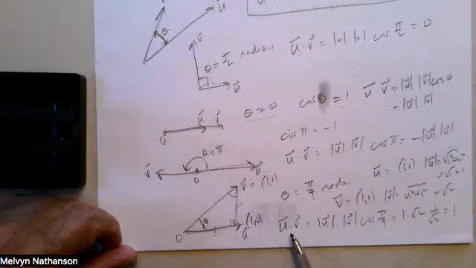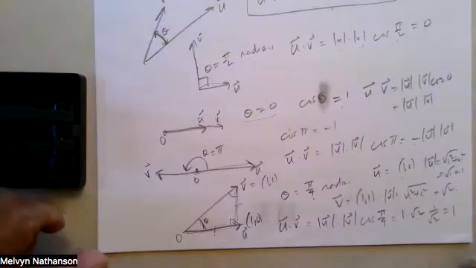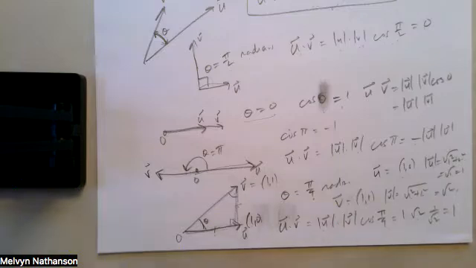So if I take the dot product of u and v, the u has length 1, v has length root 2, cosine of pi over 4 is 1 over root 2. The root 2's cancel, and you just get 1. So that's some examples of calculating some dot products.